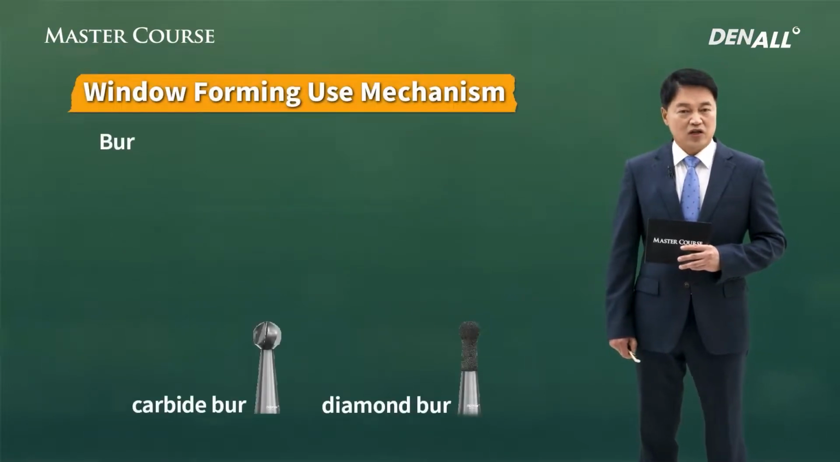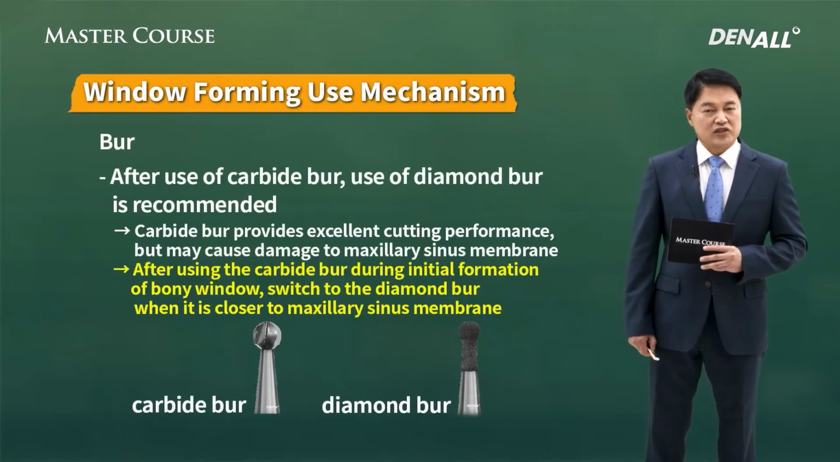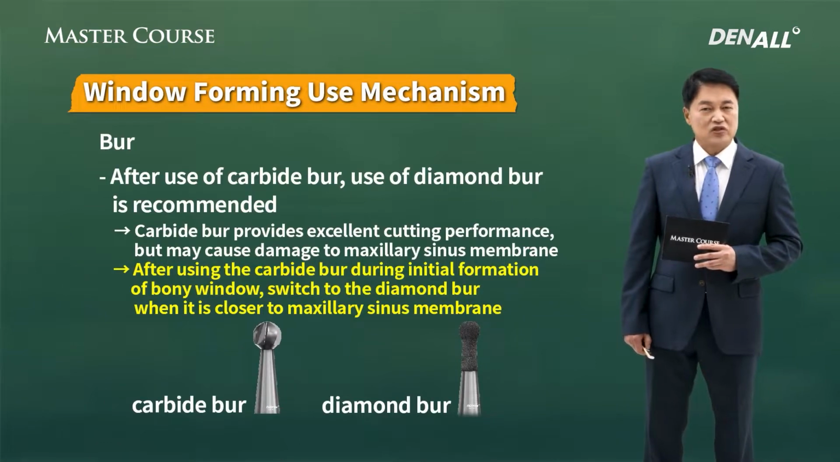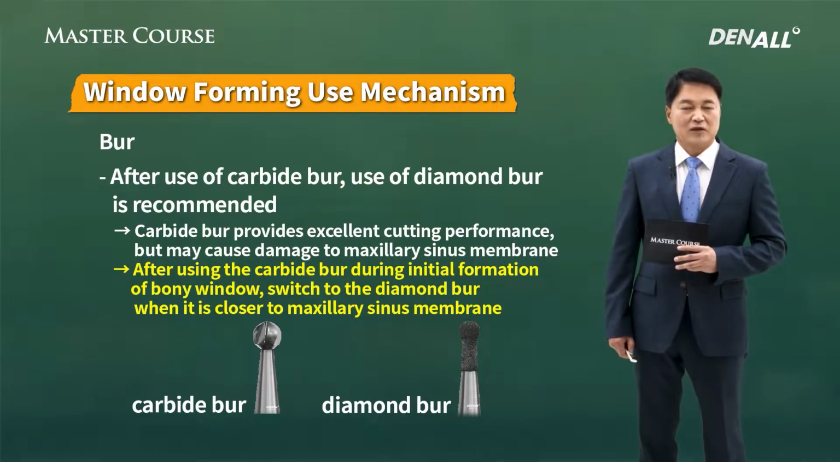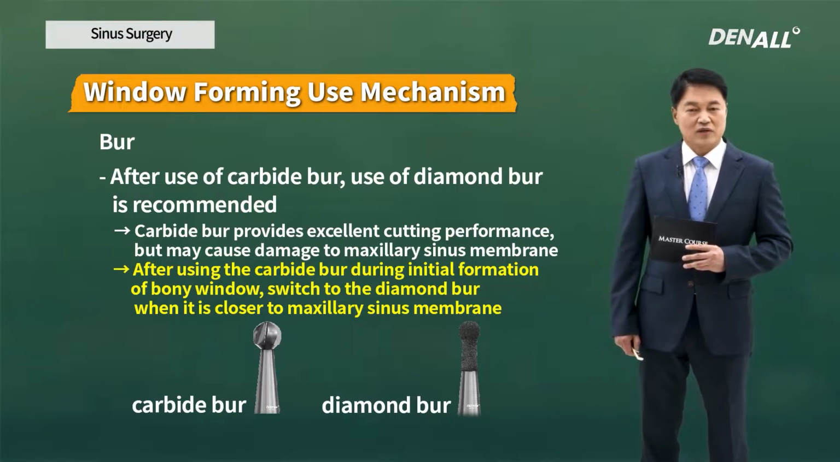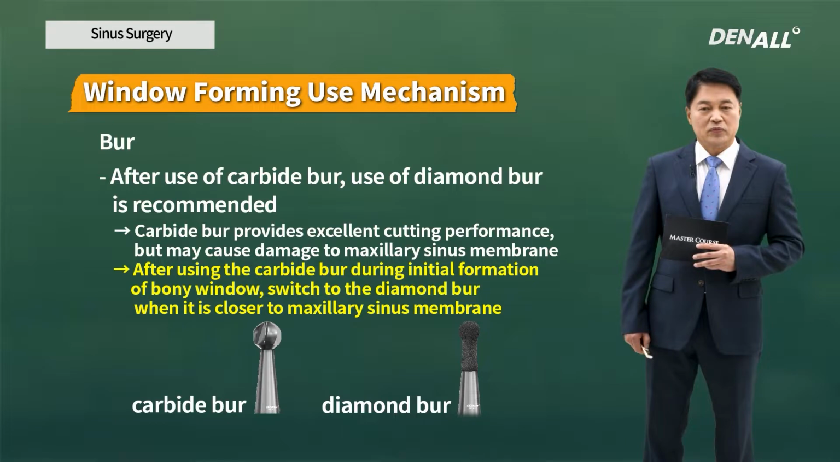As for the burr used, first you use a carbide burr, which has good cutting power. If you get close to the window, change to a diamond burr. And if you get close to the sinus membrane, in order to prevent a perforation, use a diamond burr at the final stage. That is the recommendation.